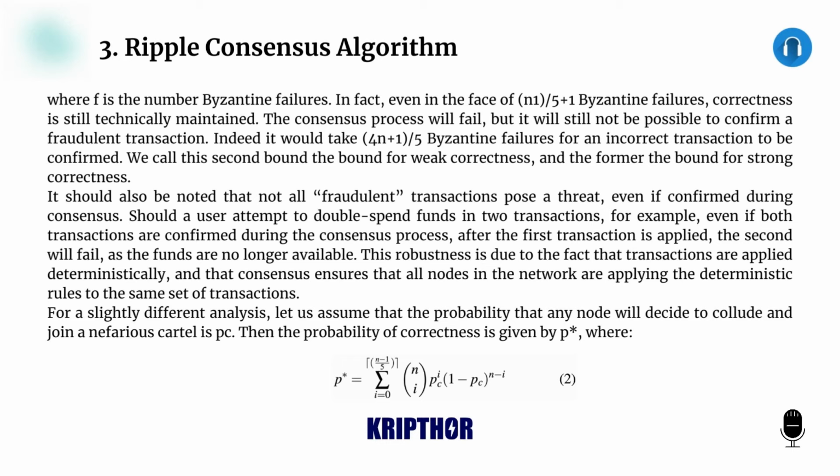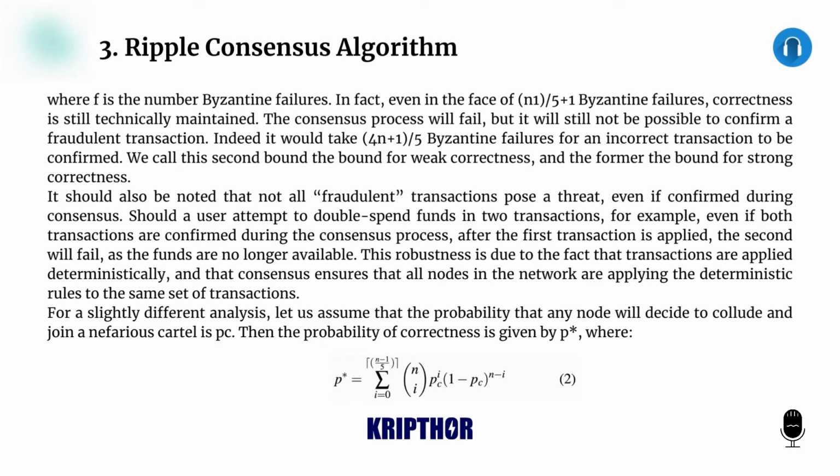It should also be noted that not all fraudulent transactions pose a threat, even if confirmed during consensus. Should a user attempt to double spend funds in two transactions, for example, even if both transactions are confirmed during the consensus process, after the first transaction is applied, the second will fail, as the funds are no longer available. This robustness is due to the fact that transactions are applied deterministically, and that consensus ensures that all nodes in the network are applying the deterministic rules to the same set of transactions.